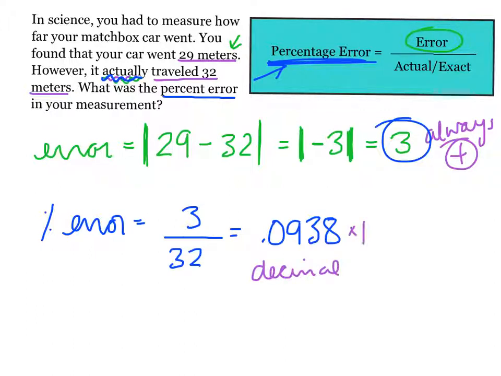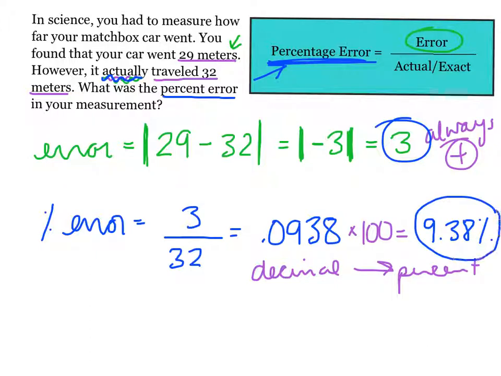So we need to multiply by 100 to get our percent. When we multiply by 100, we end up with 9.38%. And so our percent error in our measurement is 9.38%. And that's it.